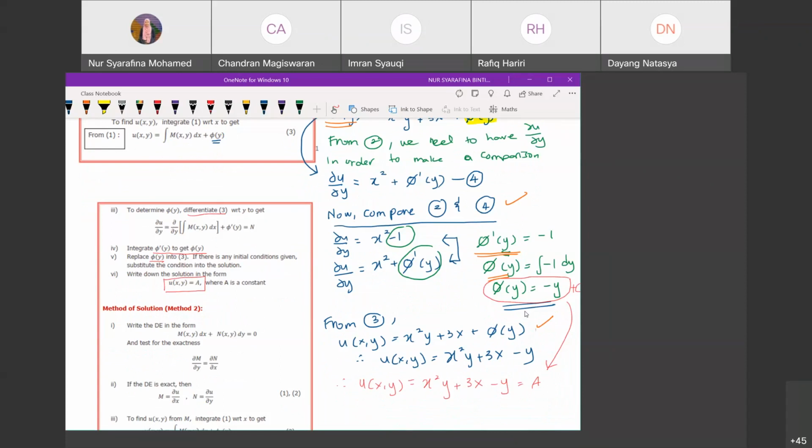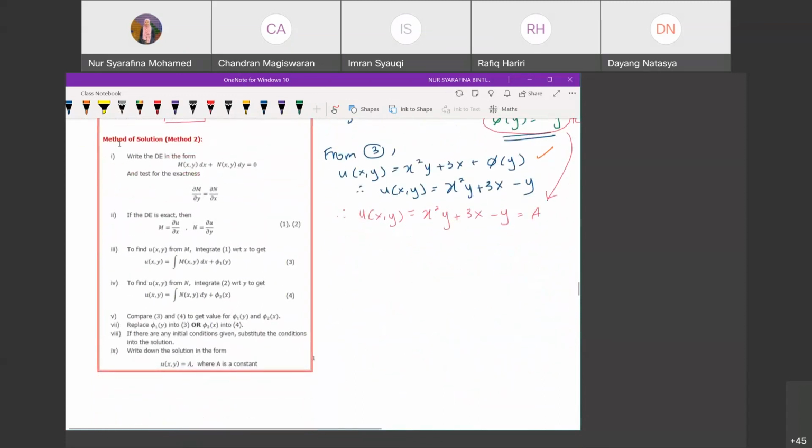All right. Okay, now method number 2. Method number 2 is easier compared to method number 1, but it depends on the function. Okay, so let's take a look. First, same process, same example. First, of course, you have to check the exactness. Same process, rearrange, check the exactness. Once it is exact, then M equals del u del x, N equals del u del y. Same process. Okay, let's proceed with method number 2.